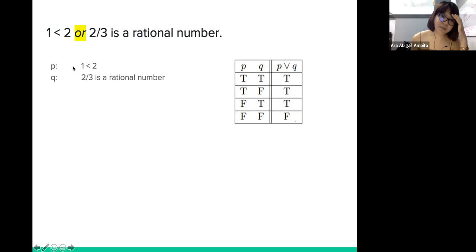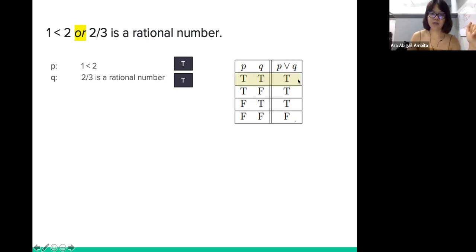Okay, so we let P be 1 is less than 2 and Q be 2/3 is a rational number. P, 1 is less than 2, we know that it is true. 2/3 is a rational number? Yes, it is also true. So for P or Q, we can see that both of our statements P and Q are true. So the disjunction will be true.